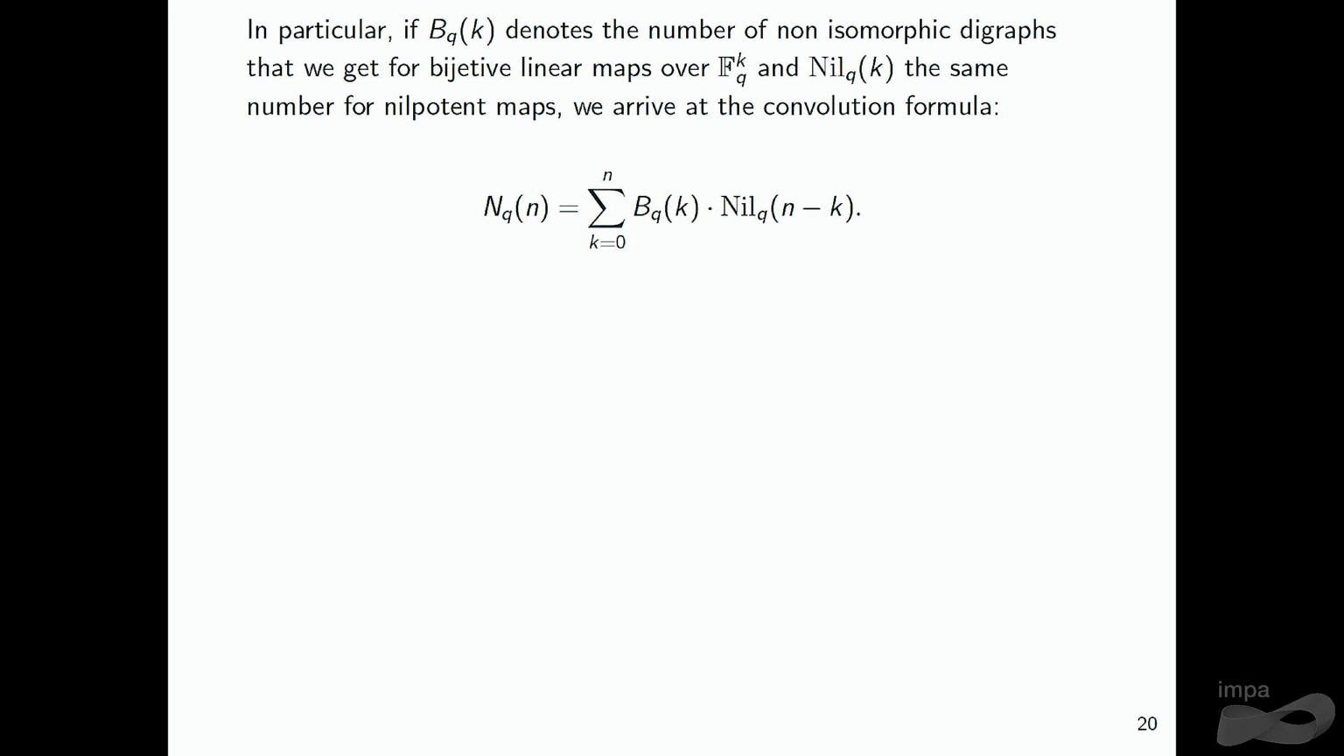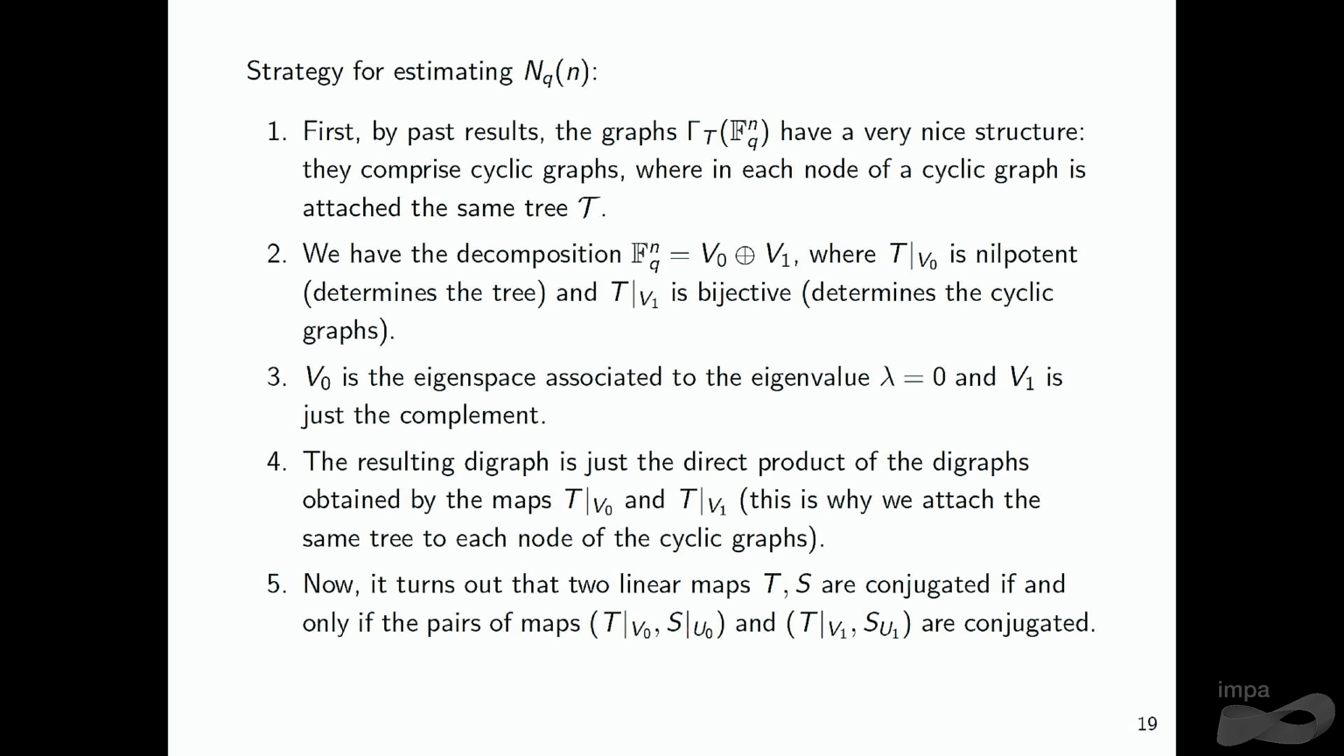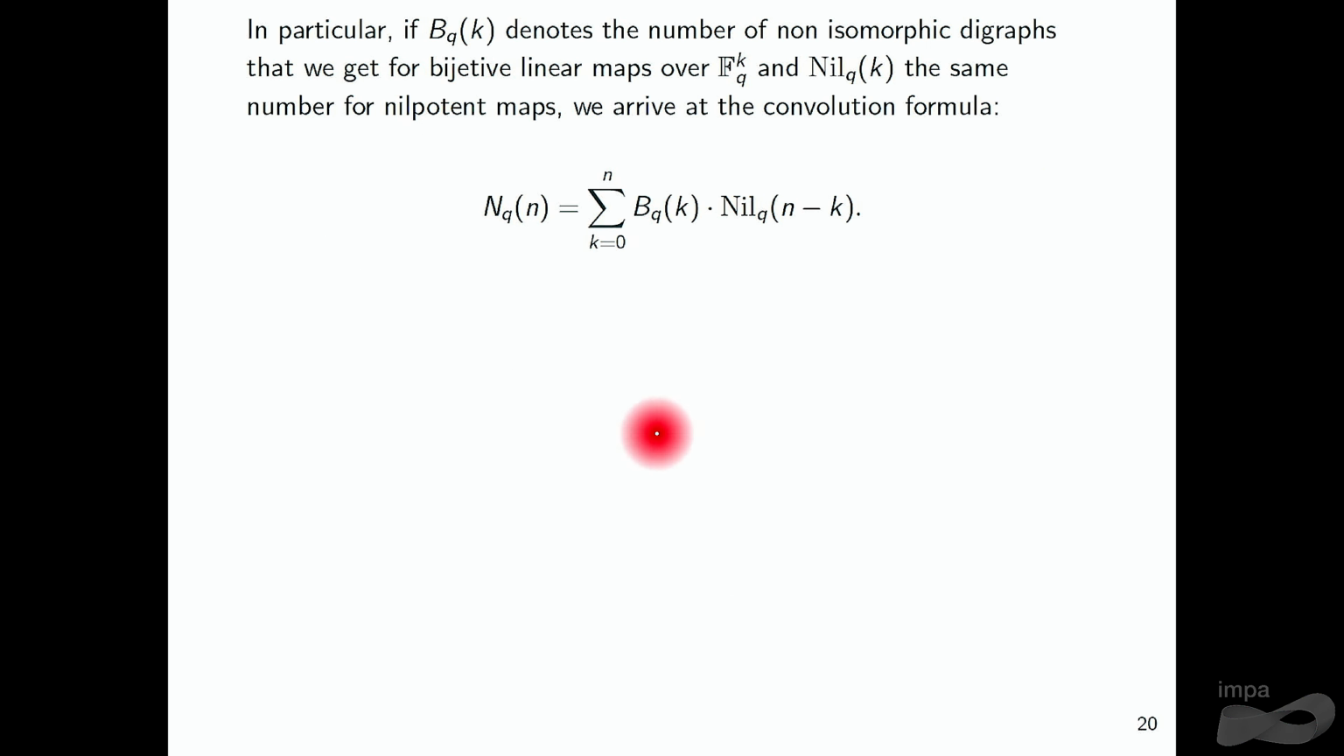Okay, so basically with this result, the isomorphism class of the digraph is uniquely determined by the isomorphism class of the tree and the cycles attached to the map. We get this convolution formula, right? So if I want to count digraphs, I just need to count all the possible pairs of trees and cycles I can get as I run over the possible decompositions of the dimension of my space.